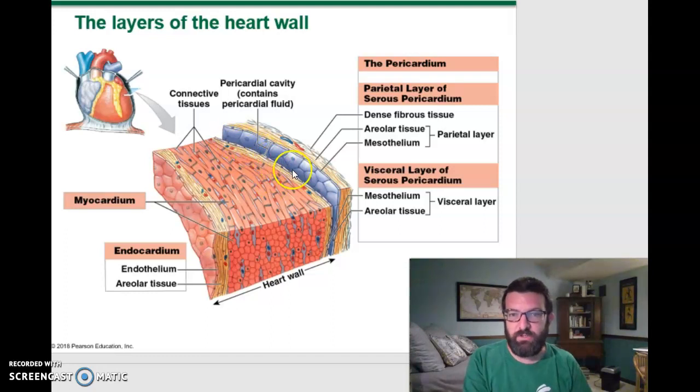And then the outer layer is called the epicardium. Now, in this case, the epicardium, which is the outer layer of the heart, is also the visceral pericardium, meaning the inner part of that pericardial sac there.